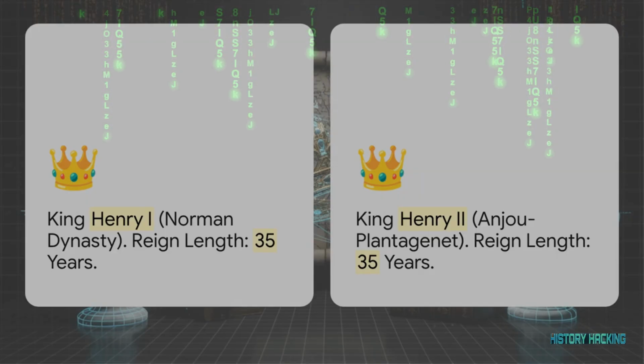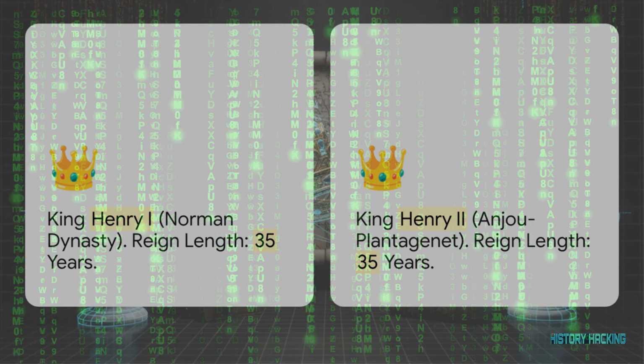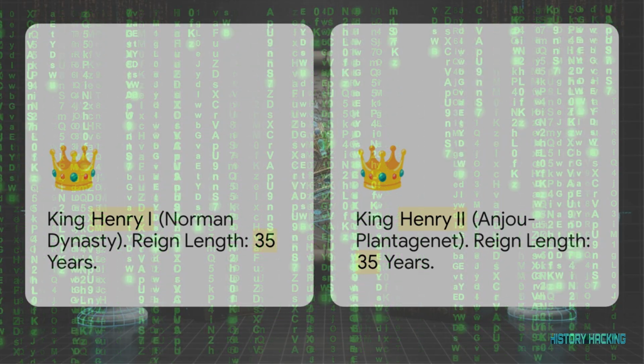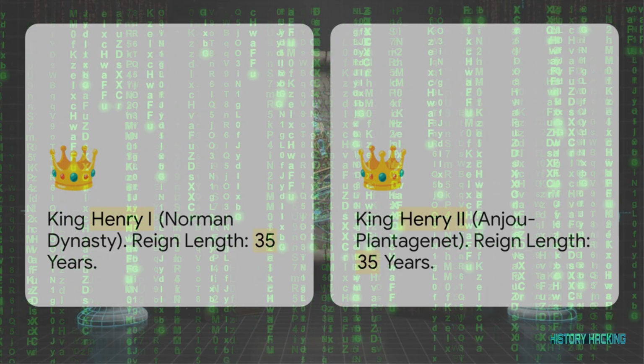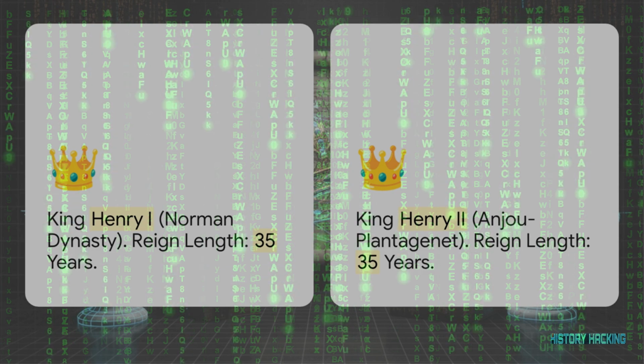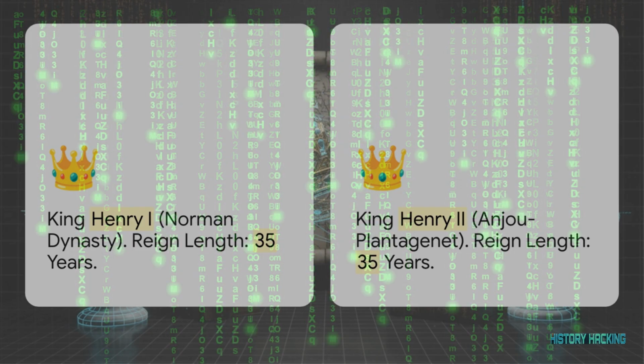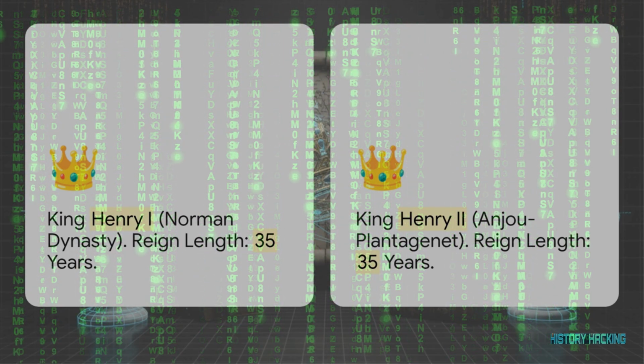Let's analyze this one function call. You have the first king named Henry. He's a Norman king, and he ruled for exactly 35 years. Got it? Okay. Now the very next king named Henry, this time an Anjou-Plantagenet, he also ruled for, you guessed it, exactly 35 years, the exact same reign length. Is that just a bizarre coincidence, or is this just recycled code?